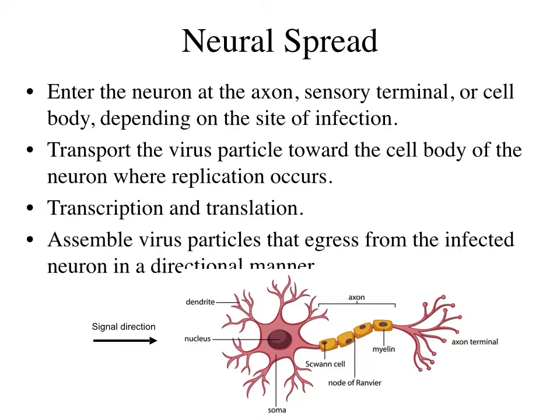An important component of neuronal infection is the movement and release of infectious particles in polarized neurons. Directional release of infectious virus from the neurons affects the outcome of infection. So let's look at this in the next slide.